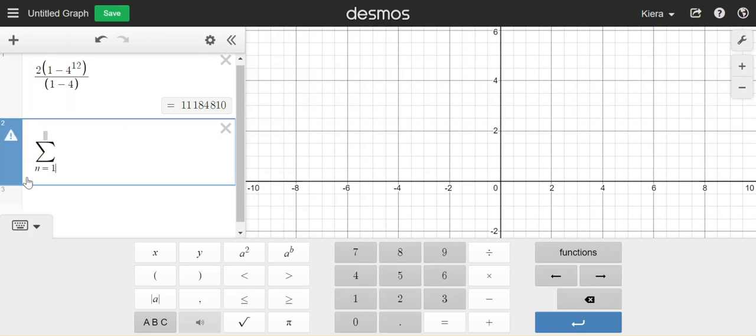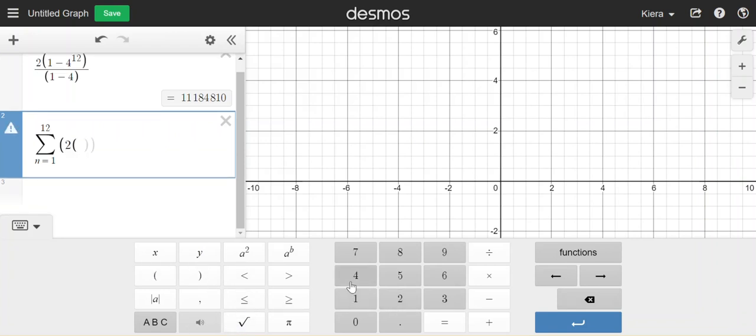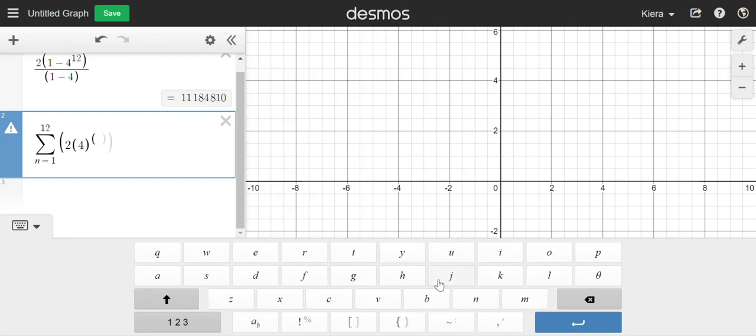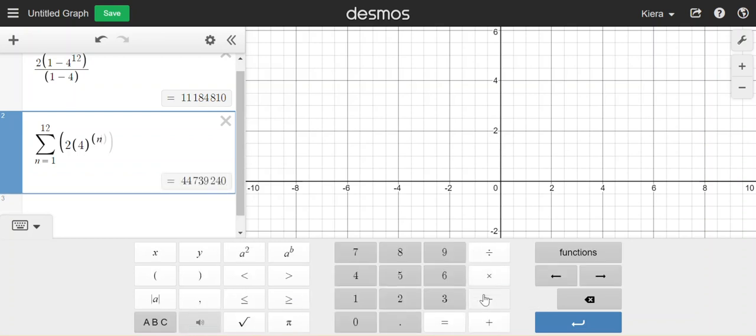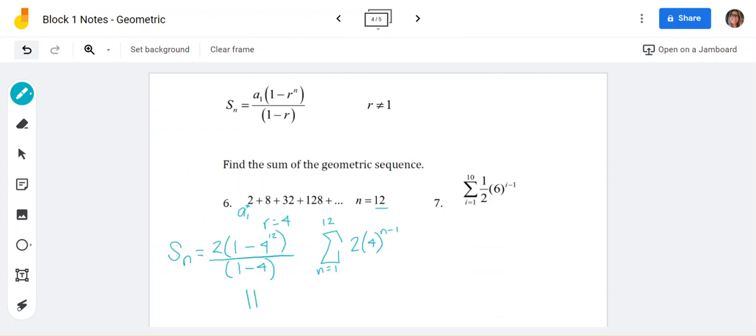Or if we use the sigma notation, starting at the first term, into the 12th, of 2 times 4 to the n minus 1. Make sure you put parentheses around the n minus 1 in Desmos, because if not, it's going to try to bring your minus 1 down out of the exponent. But either way, we get the same answer of 11,184,810.